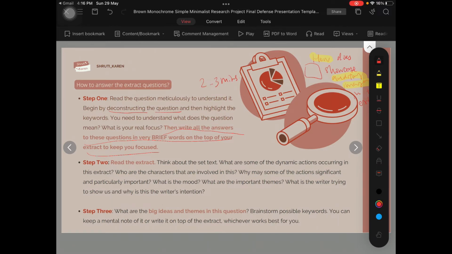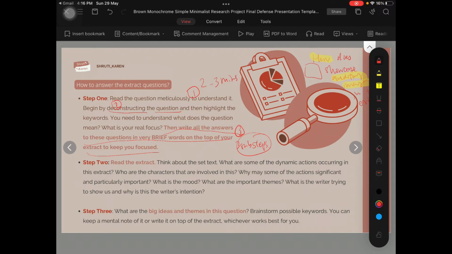So these 3 are like sub steps of step 1. So understanding is step 1, deconstructing is step 2, and step 3 is writing answers. So these are 3 sub steps in step 1. Step 2 is, of course, reading the extract.